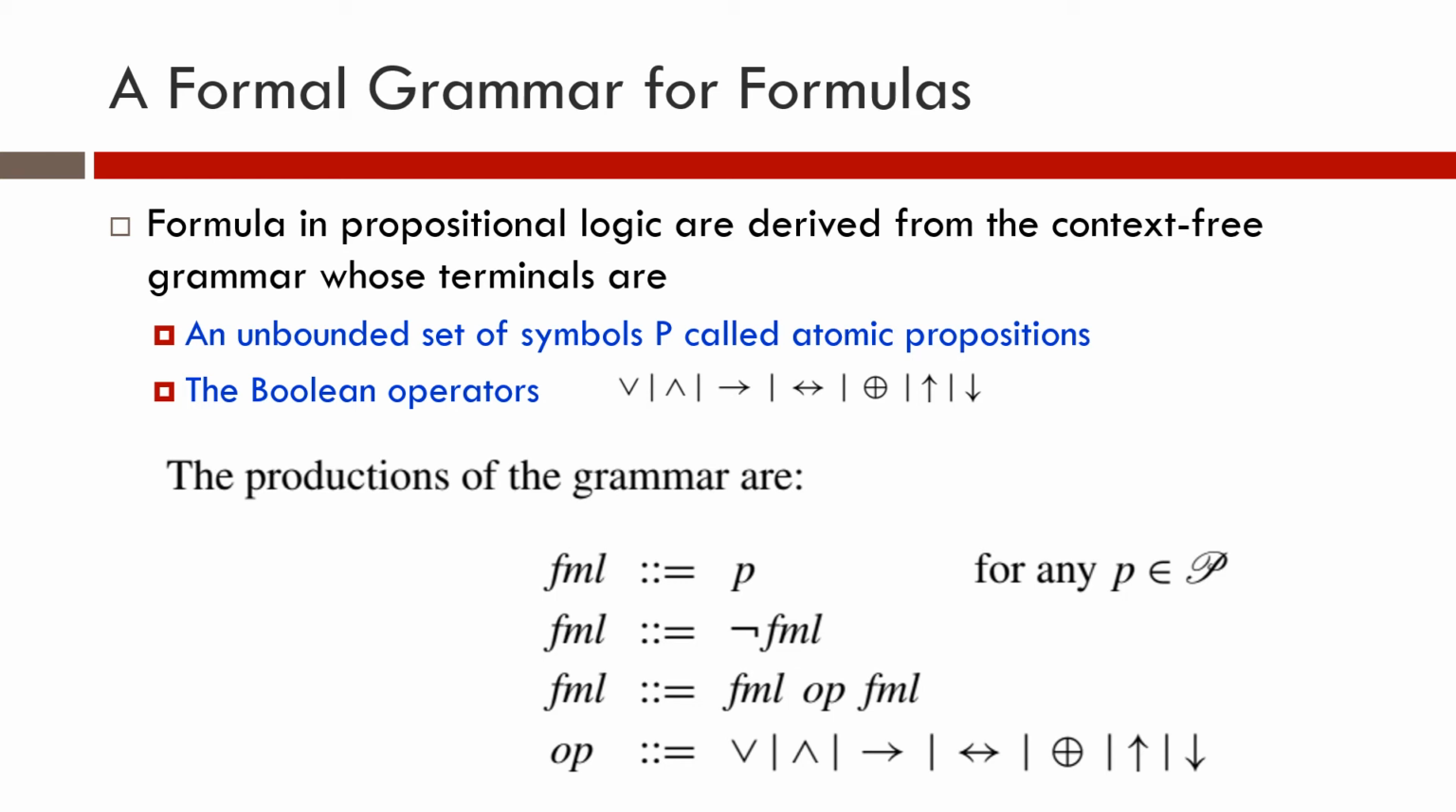Okay, the productions of the grammar. We know that a formula can be an atom P. A formula can be negation P. A formula can be P or P. So your formula can be an atom P, or your formula can be negation formula. So your formula can be negation P, or negation P or Q. So it will be negation formula. Again, the formula can be formula op formula, where op is any one of the binary operators.